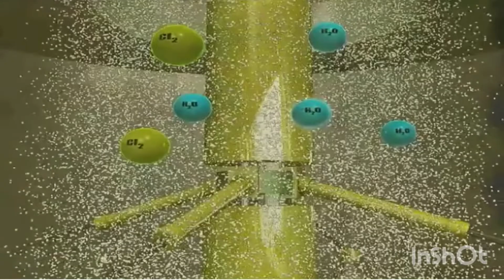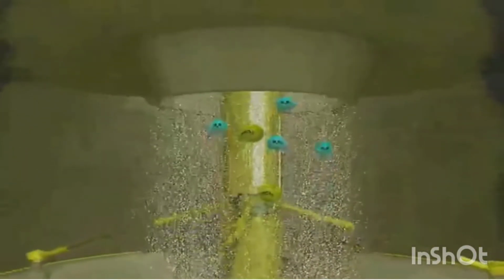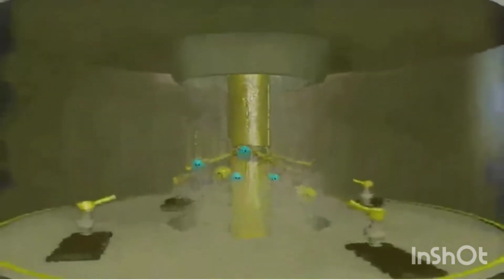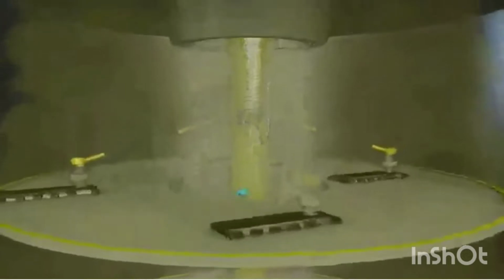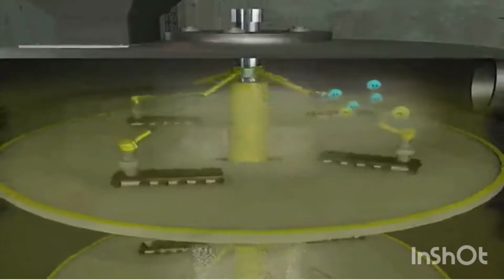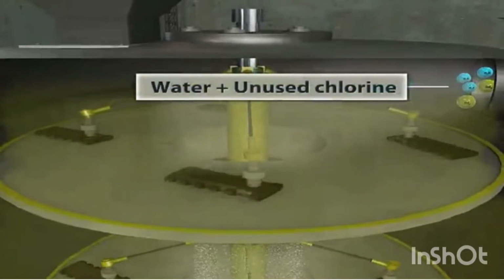To remove water, which is the byproduct of the reaction, a current of hot air is introduced in the tower through the other inlet. The hot air drives away the water as vapor along with unreacted chlorine from the outlet at the top of the tower.